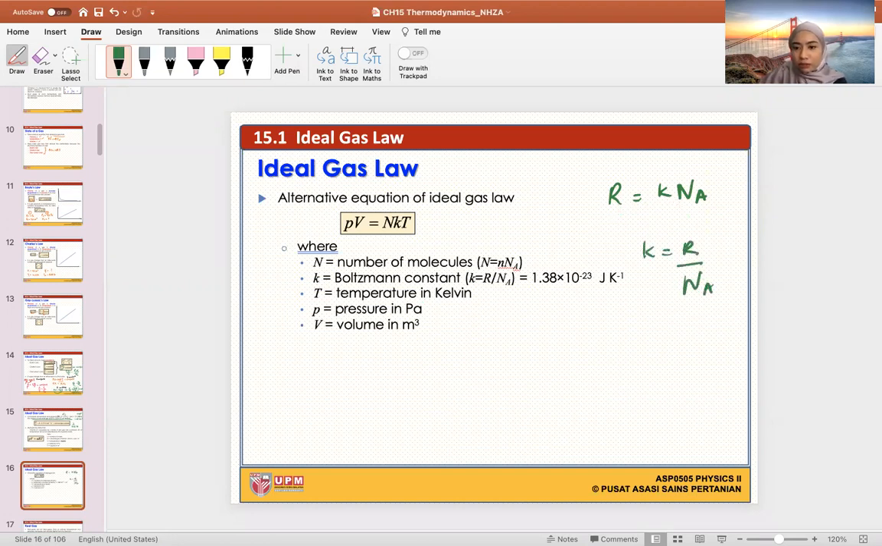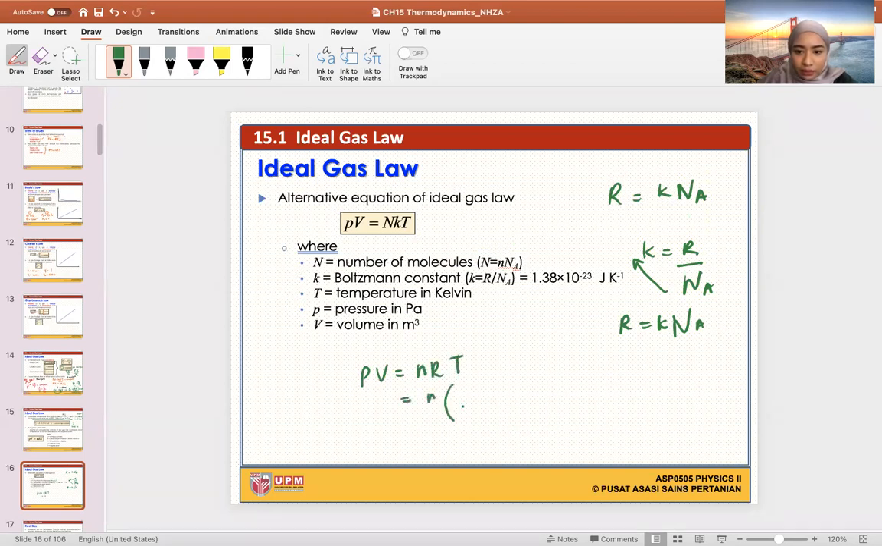Kalau kita nak substitute for R, so this guy moves to the other side. R is k NA. So dalam equation ni akan jadi kena adjust sikit lah. So PV equals capital N kT. Okay. And NA ni akan disappear. Macam mana tak ingat. Oh, this guy. Dia tulis kat sini. So PV equals nRT.